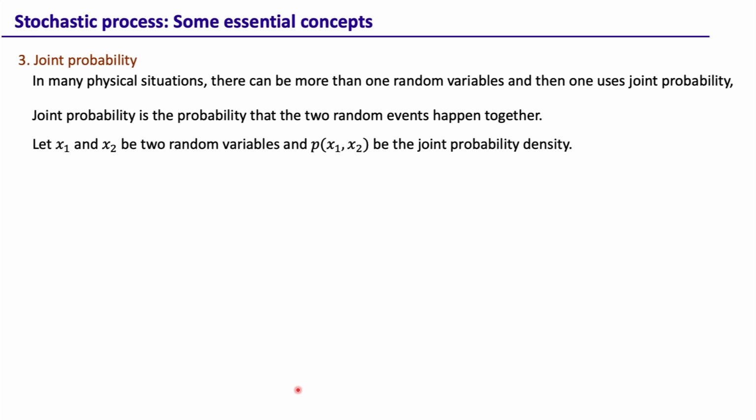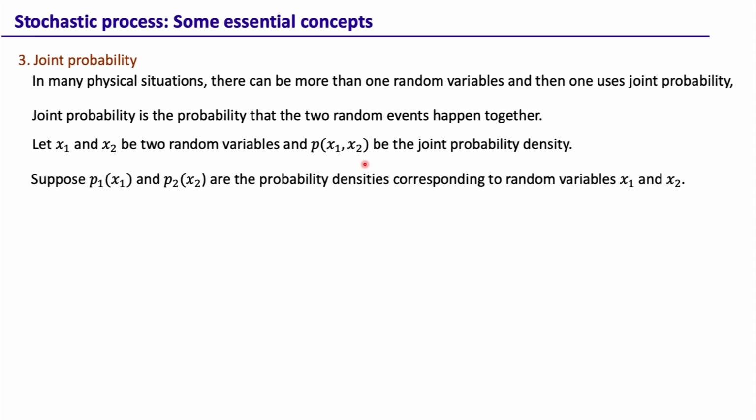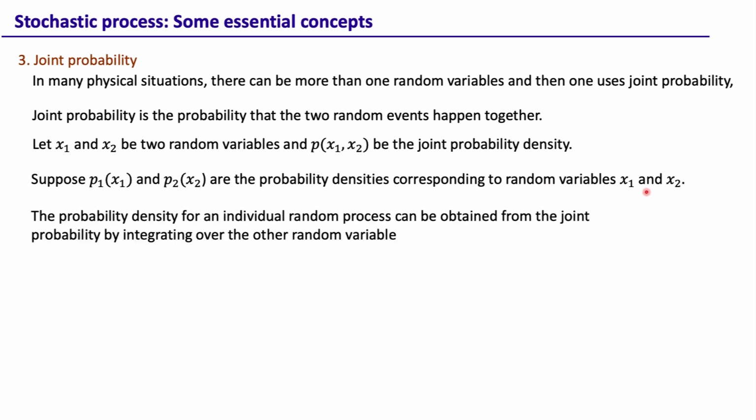So let's take an example: let's say x1 and x2 are two random variables, and p(x1, x2) is the joint probability density. Of course how we find it depends on the details of the experiment and situation. This is the probability density that both the events happen together. And also suppose that p1(x1) and p2(x2) are the probability densities corresponding to random variables x1 and x2. Then the probability densities for the individual random variables, that means p1(x1) and p2(x2), one can obtain from the joint probability by integrating over the other random variable.